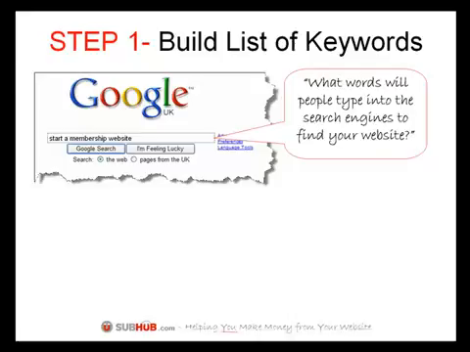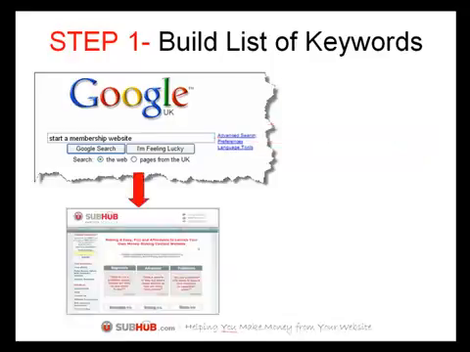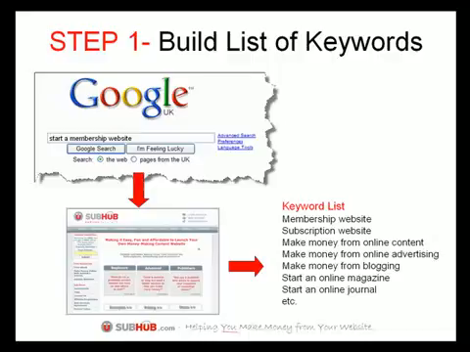The keyword list is a list of all the words that you would like internet users to type into a search engine to find your page. For example, for SubHub, we do membership websites, so we would like anyone typing start a membership website into Google to find our page. But that's not the only keyword we'd like them to type and find our page with. There are hundreds. So you've got to make a list. In this example, membership website, subscription website, make money from online content, etc., etc. And that takes us on to step 2.